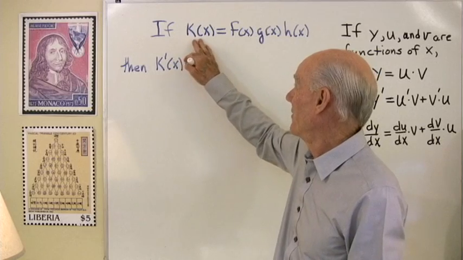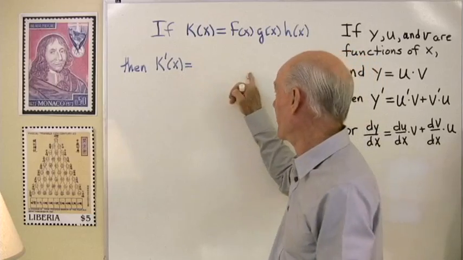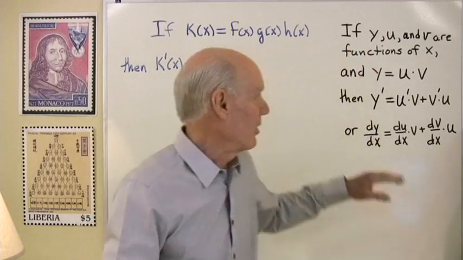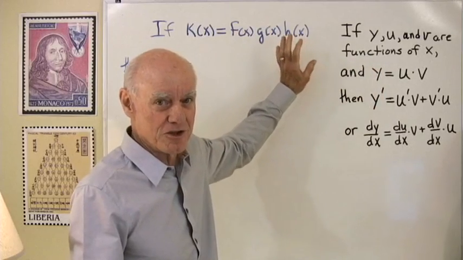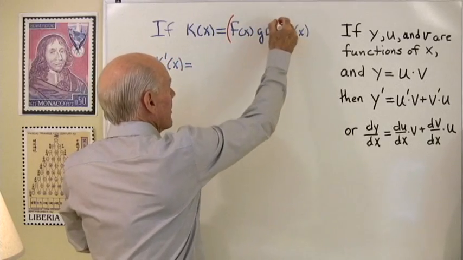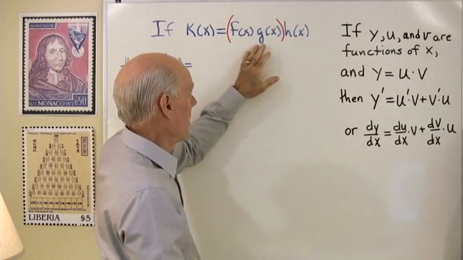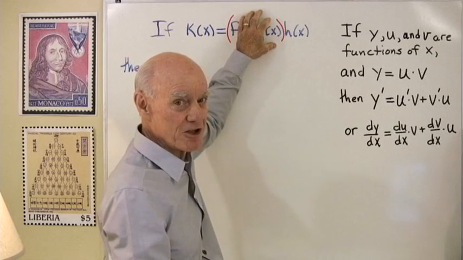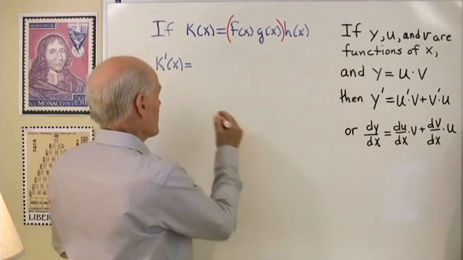Okay, I have k of x is equal to the product of three functions of x, and I want to find the derivative. So I'm going to use my product rule, but I'm going to group these things together. So at first I have just the product of two functions of x. So let's group these together like this. I'll group the first two together. So when I apply my product rule, I consider this one function of x, which also happens to be the product of two other functions of x.